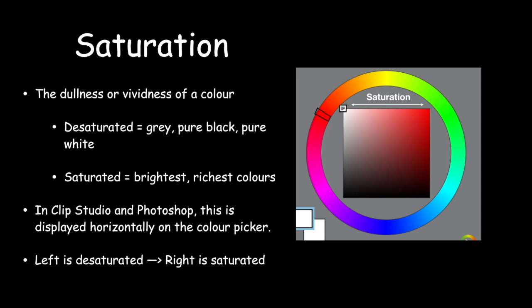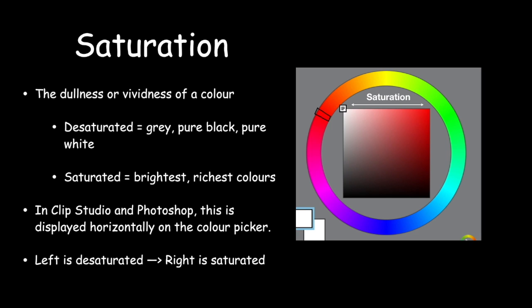So moving on to saturation. This one is a little bit more complicated. Not too complicated. These are all simple concepts once you start to get them. But I remember before I knew about these, I was totally confused. Anyways, saturation. Saturation refers to the dullness or vividness of a color. So a really desaturated color would be like grays or blacks or white, and really saturated are, think of like the brightest, richest colors you can think of.